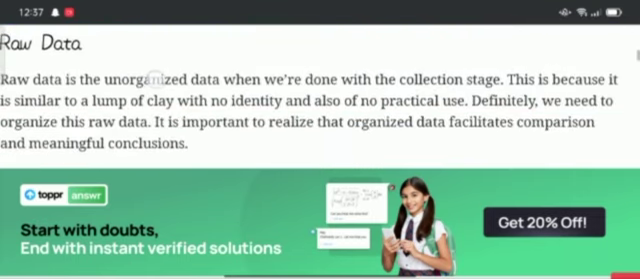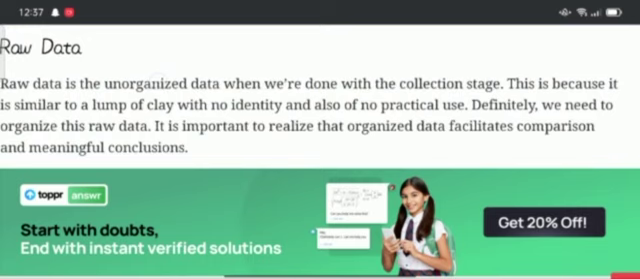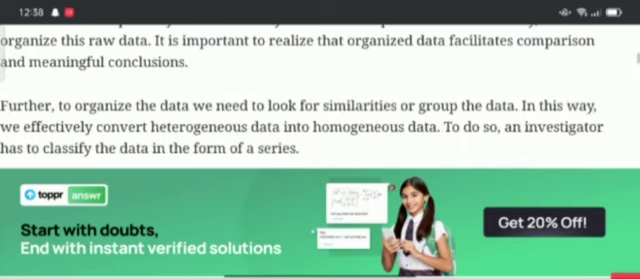Raw data. Raw data is the unorganized data when we are done with the collection stage. This is because it is similar to a lump of clay with no identity and also of no practical use. Definitely, we need to organize this raw data. It is important to realize that organized data facilitates comparison and meaningful conclusions.